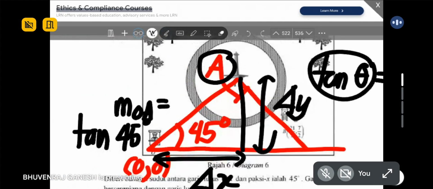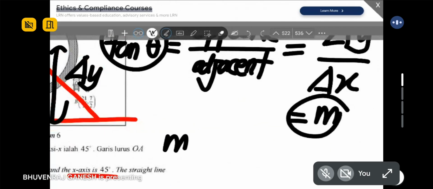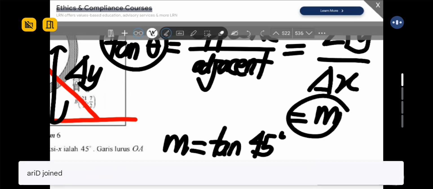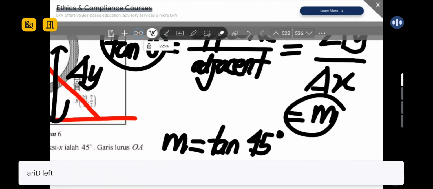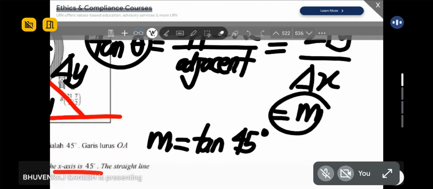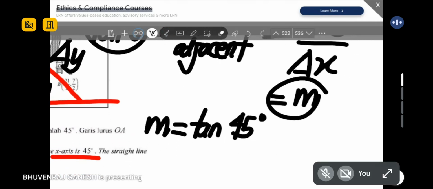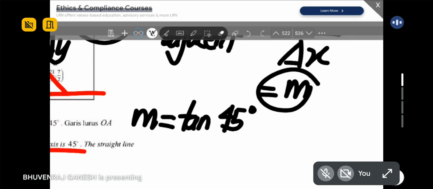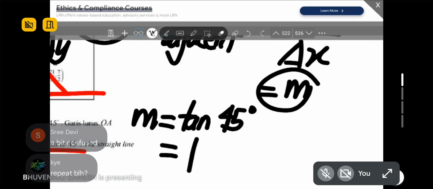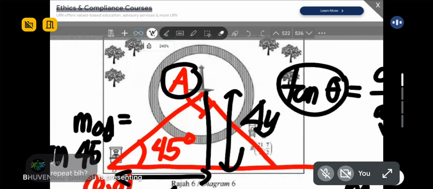Understand? So your tangent theta now is 45. So your gradient is tangent 45. Understand or don't understand? Faham atau tidak? So that's why you must remember, guys, gradient is always equal to tangent of that angle that they give you. So you press the calculator, tangent 45 is actually 1. So your gradient is just 1. Okay, repeat.